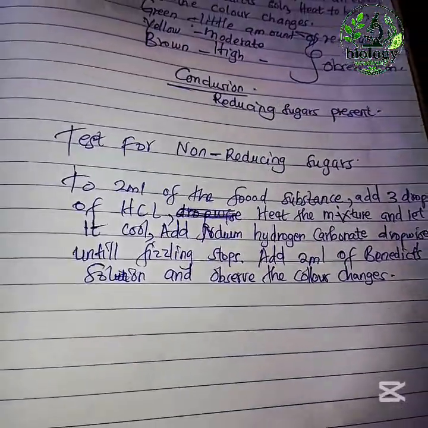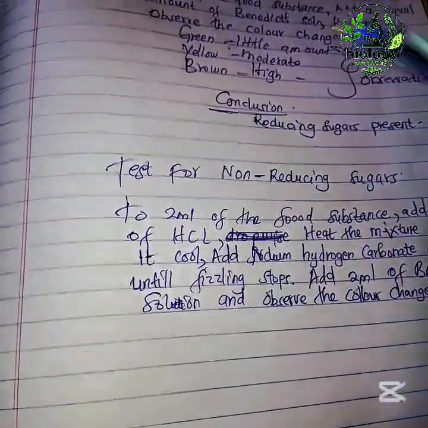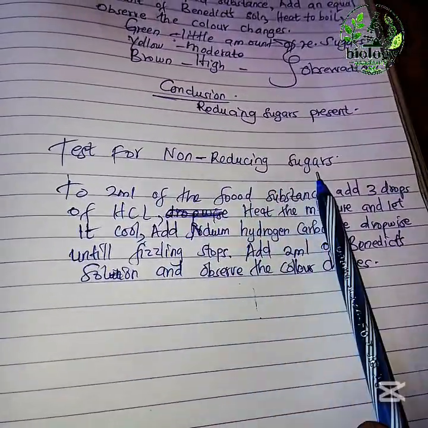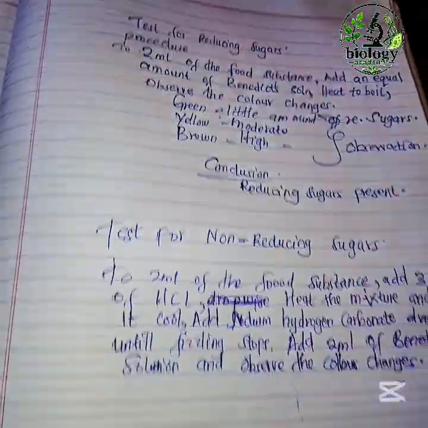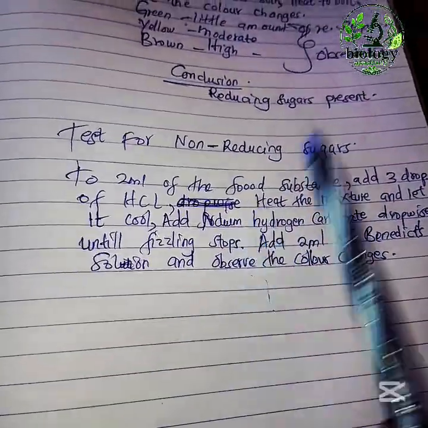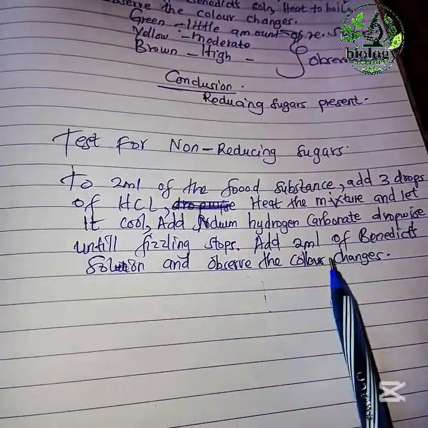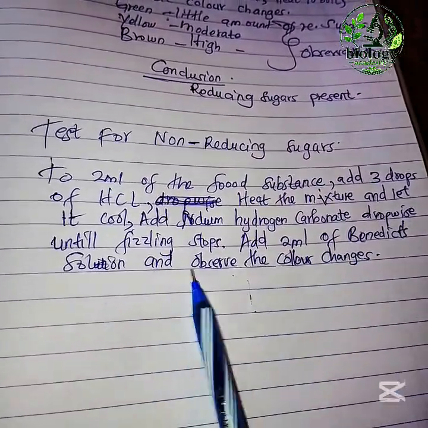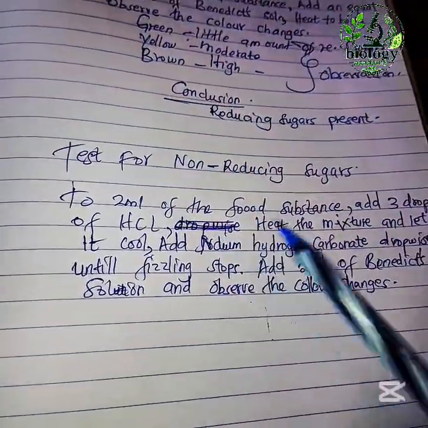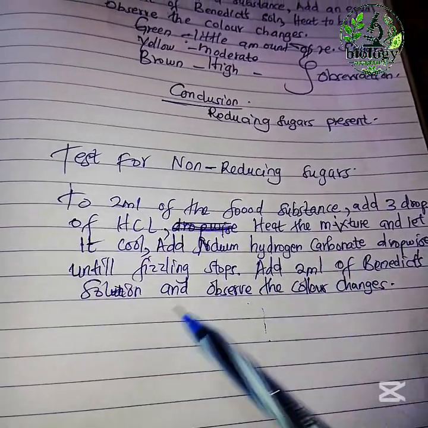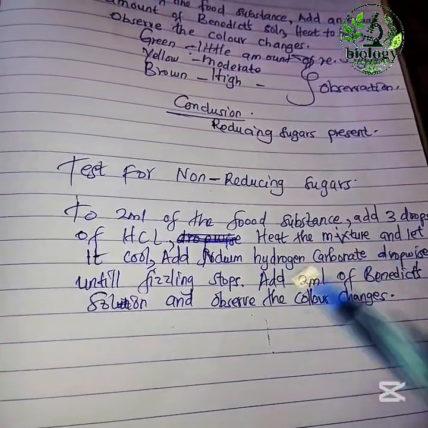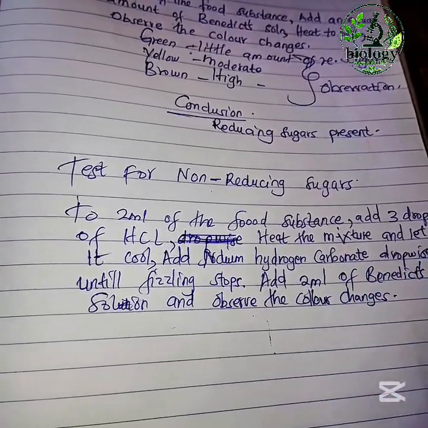I said it's almost similar. The work of HCl is to hydrolyze the non-reducing sugars to reducing sugars. That is why we use it, so that after we have hydrolyzed the non-reducing sugars to reducing sugars, we can now test for reducing sugars by the use of Benedict's solution. So simply, it is like we're testing for reducing sugars, but we must first hydrolyze these non-reducing sugars to reducing sugars so that the testing is easy.